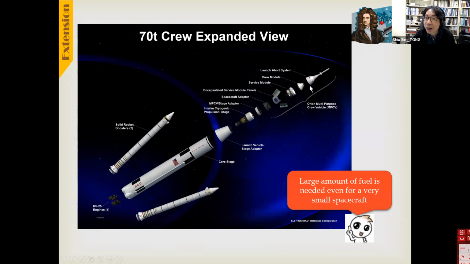And this tiny small part that enters orbit will consist of a very small mass. So that means a large amount of fuel is needed to accelerate a small spacecraft into space. So that's the idea.